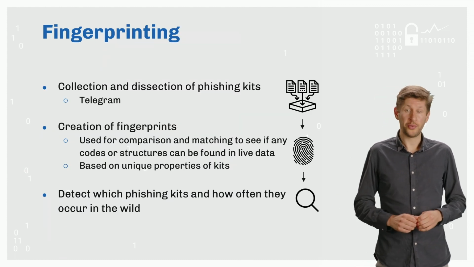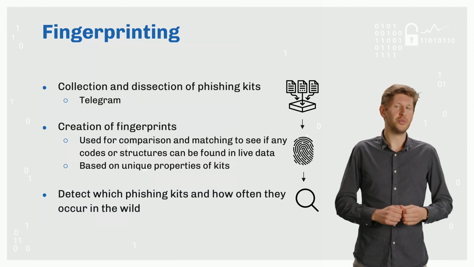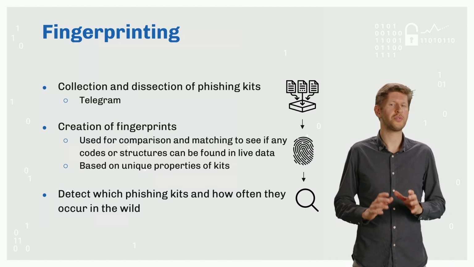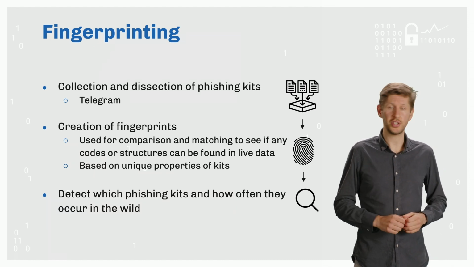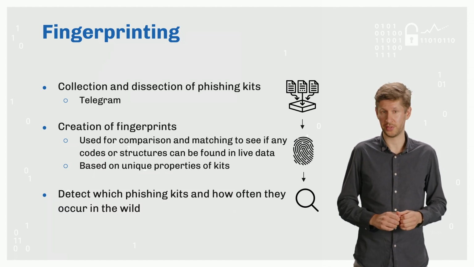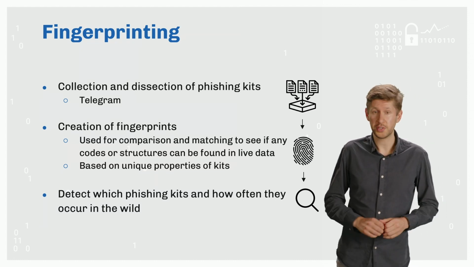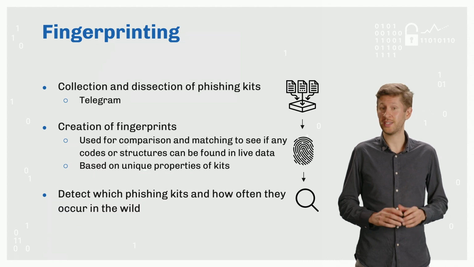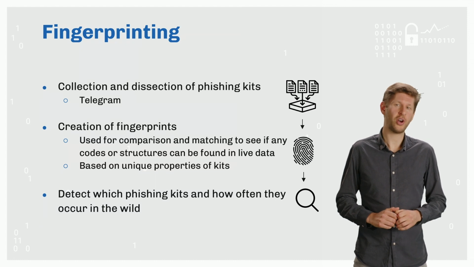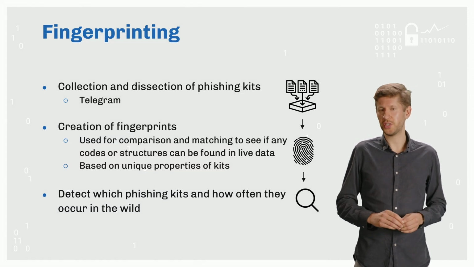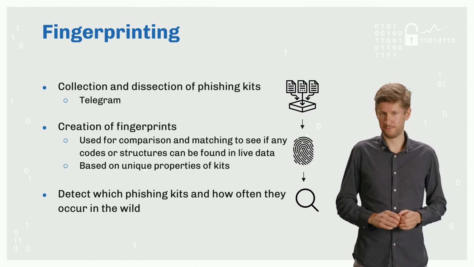In earlier work, first phishing kits were collected through Telegram and dissected. Based on unique properties of these kits, so-called fingerprints were created. File names and uncommon strings found in HTML source code are used to derive this fingerprint, capturing the unique features of a kit. With the help of a crawler, these fingerprints are used to detect phishing domains in the wild and identify the phishing kits used. With this, it becomes possible to observe which types of phishing kits are offered in the underground economy and how often they are used in the wild.